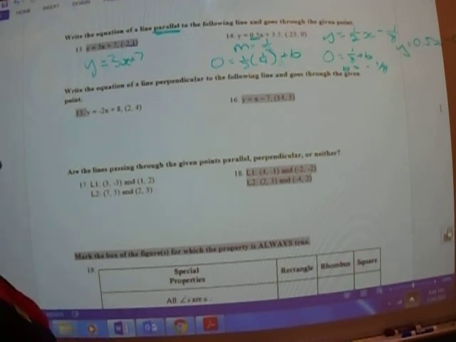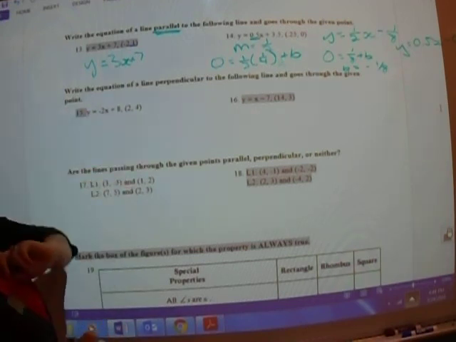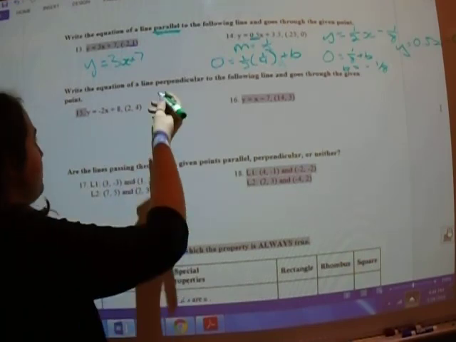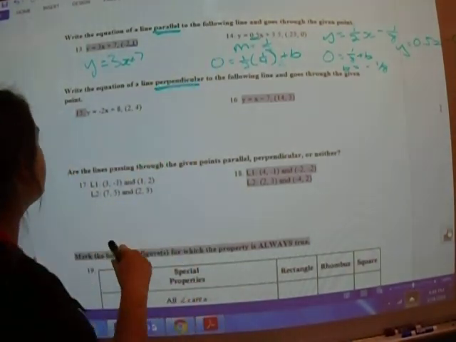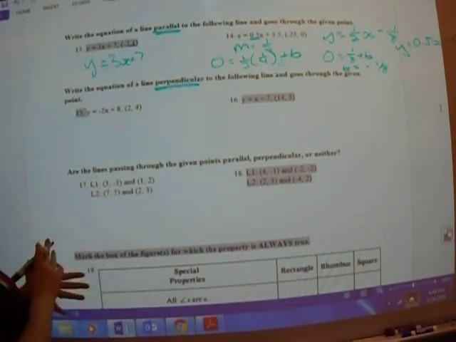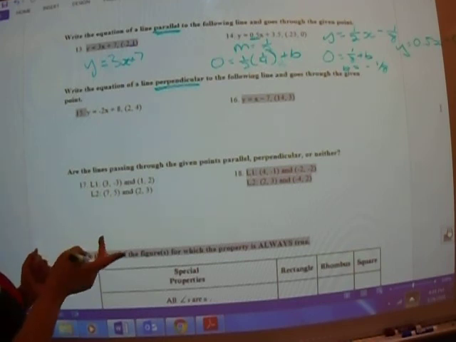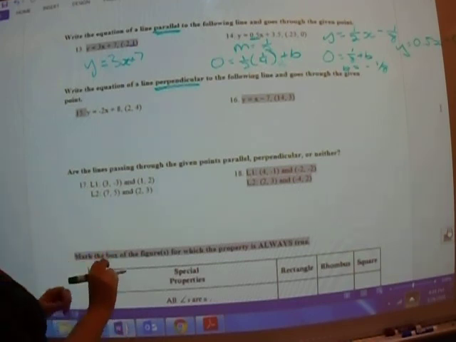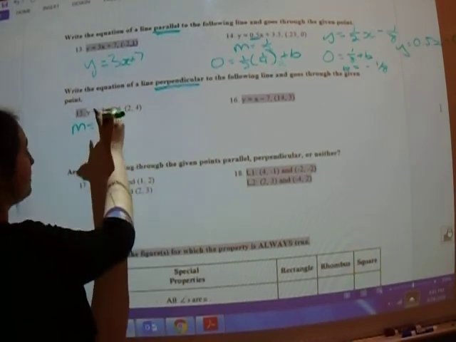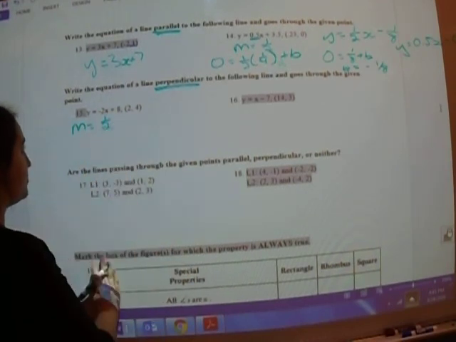All right, I'm doing 15. Sorry that it was accidentally highlighted. Write the equation of a line perpendicular to the following line and that goes through the given point, so it has to be perpendicular. Now the slope of a line perpendicular to this will have an opposite reciprocal slope. So the reciprocal means flipped, and the opposite means it has a different sign, so it's positive instead of negative. So our m for this, or our slope, is going to be 1/2, right?